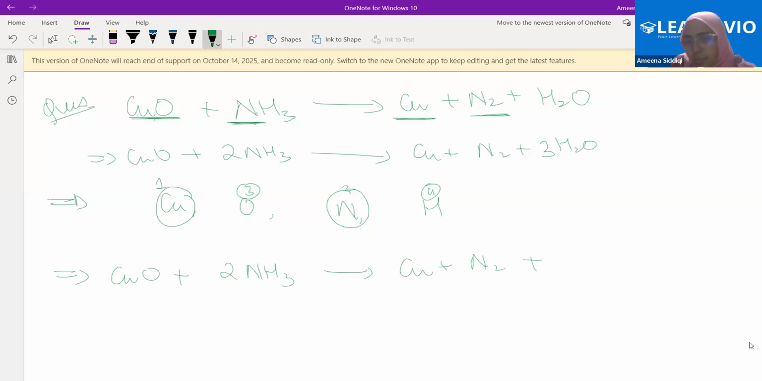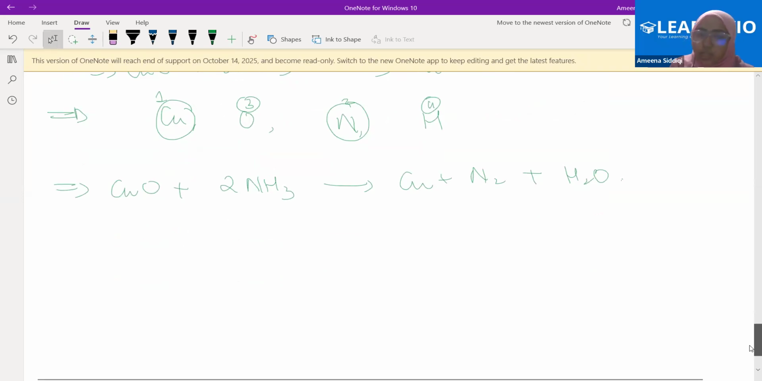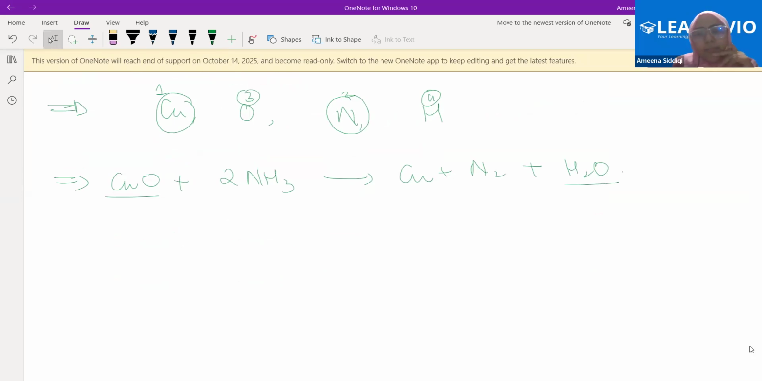Now check whether due to the balancing of nitrogen, is copper still balanced? Yes. It is balanced. So now nitrogen has been balanced. Should I move to the third step? Should I check for oxygen now? How many atoms of oxygen here? One. How many here? One. Balanced. Fourth step, hydrogen.